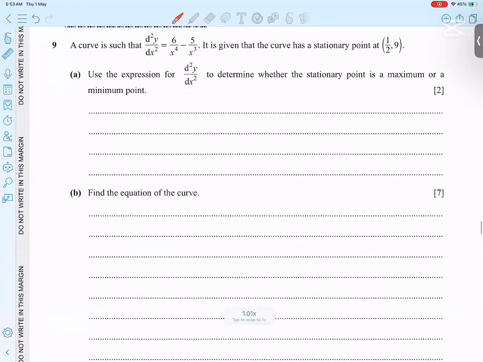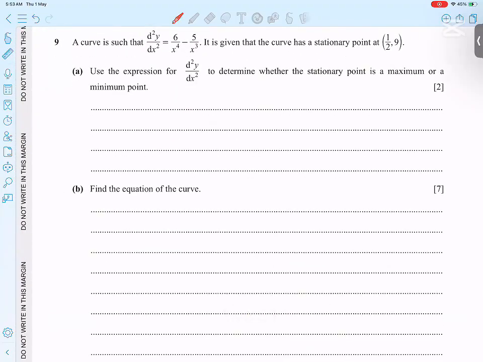Question number 9. What do we have in question number 9? We are given the second derivative. It is given that there is a stationary point at this point, which means the derivative is equal to 0, the x value is half, and the y value is 9. So we get these 3 important pieces of data from here. Use the expression for the second derivative to determine whether the stationary point is a maximum or minimum. How can we do it?